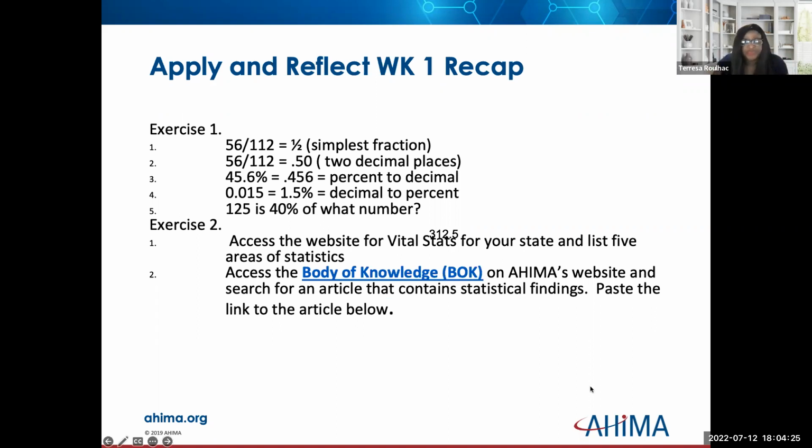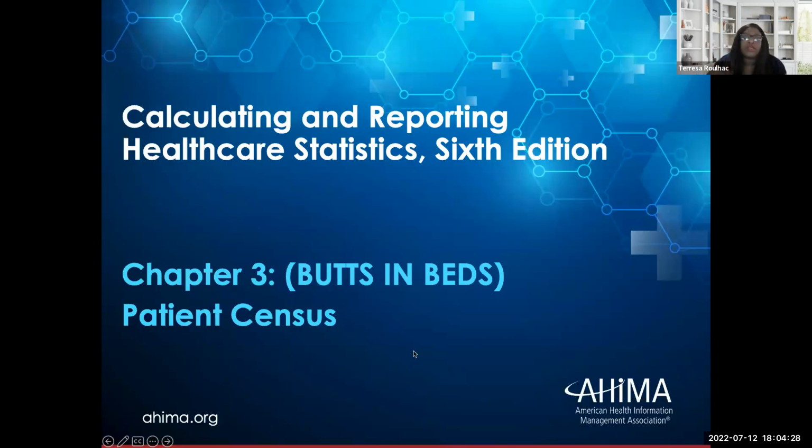All right. Now, we are going to get into chapter 3. Getting butts in bed. Like, we want these patients in. So what is census in healthcare? Health statistics are increasingly important in measuring the nation's overall well-being. The Census Bureau provides accurate, detailed, and up-to-date statistics covering people, businesses, and anything relating to health in America.